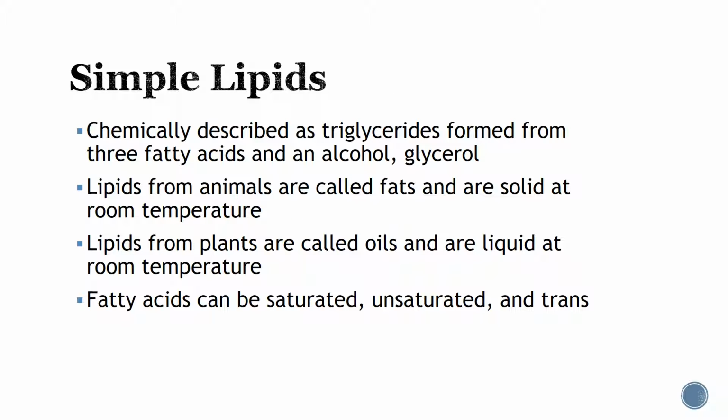So simple lipids are very important when you're looking at different types of fatty acids like saturated, unsaturated, and trans fats. But those are actually chemically described as triglycerides. And that brings up the fact of the 3 fatty acids and how that's going to be implemented into our body. So these lipids from animals are called fats, and they're solids at room temperature. When you're thinking of those lipids, butter would be a great example, or lard or margarine, because they're a solid at room temperature.